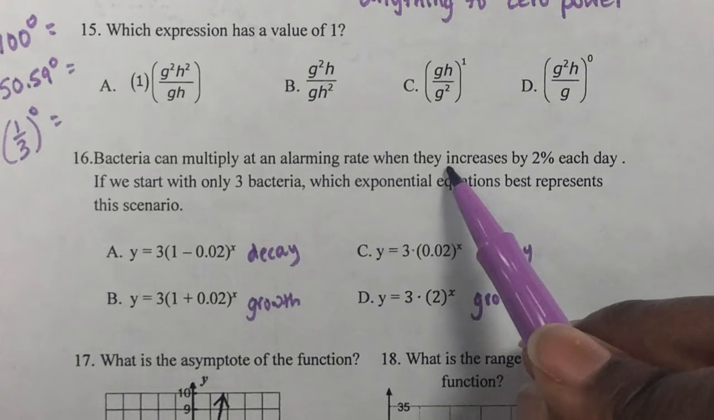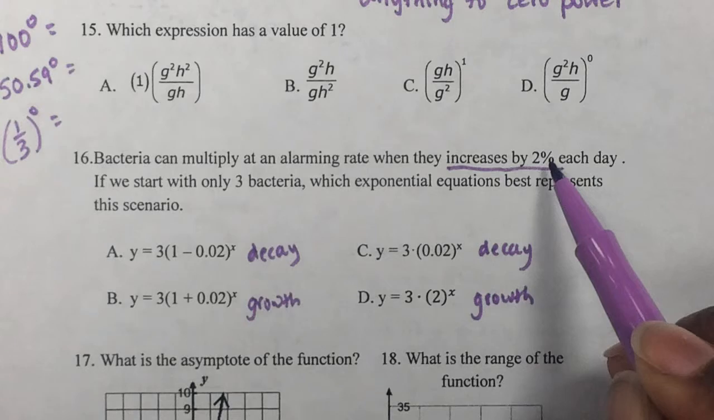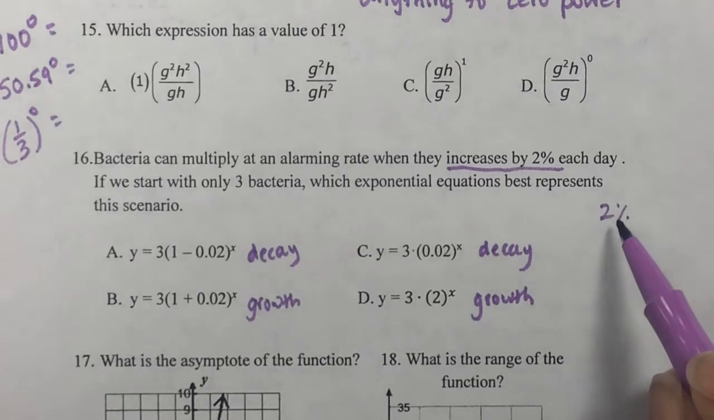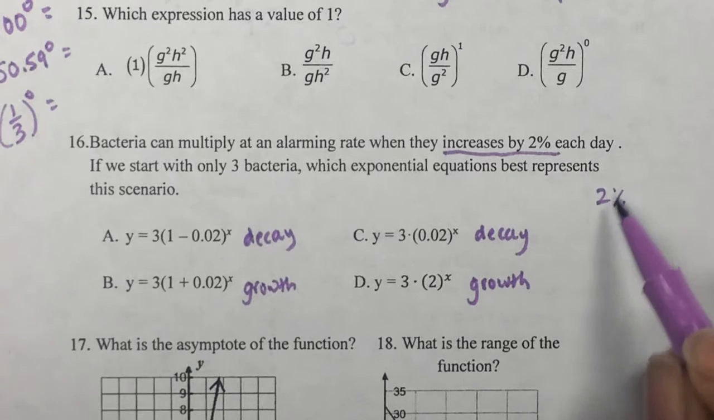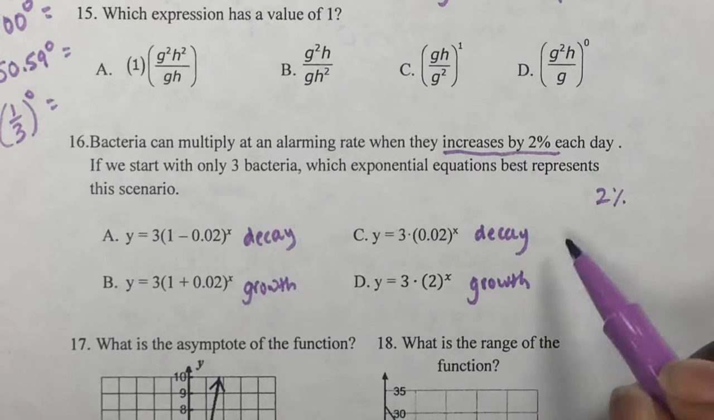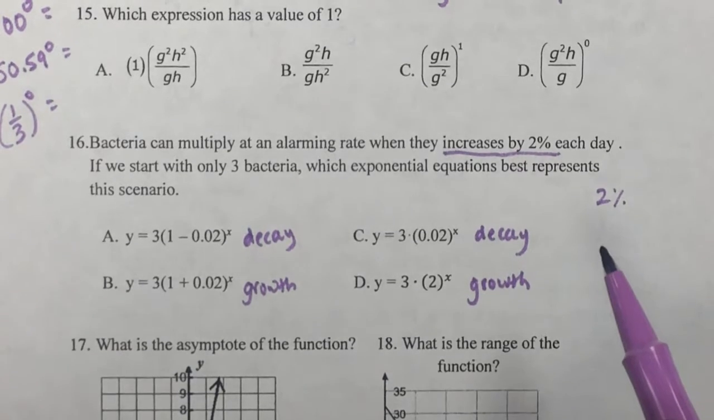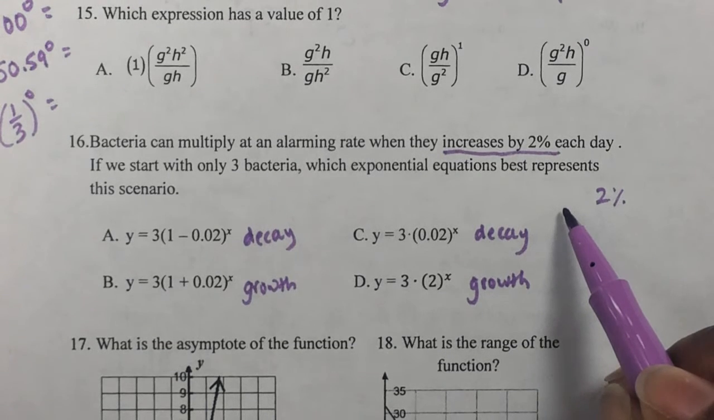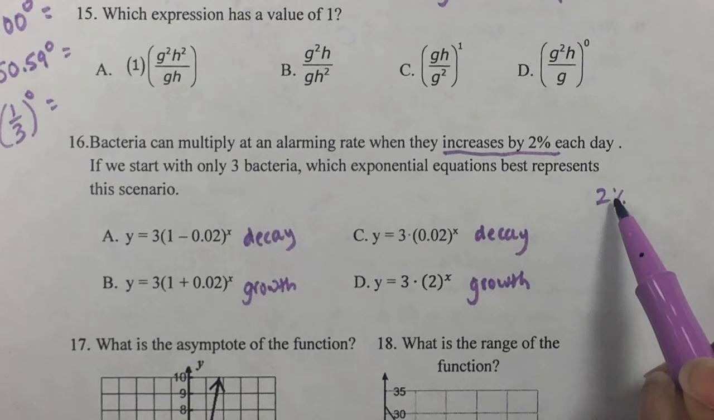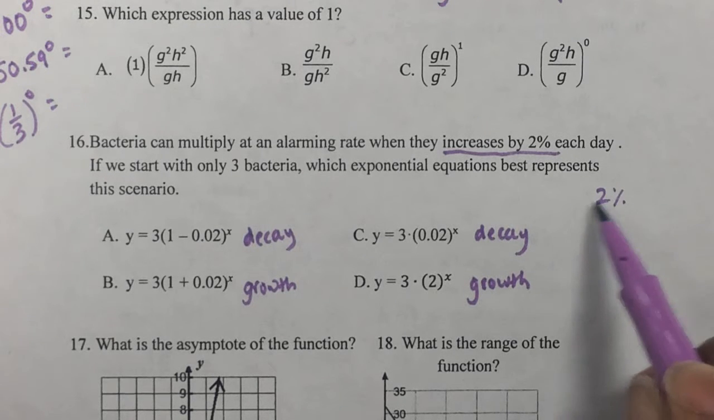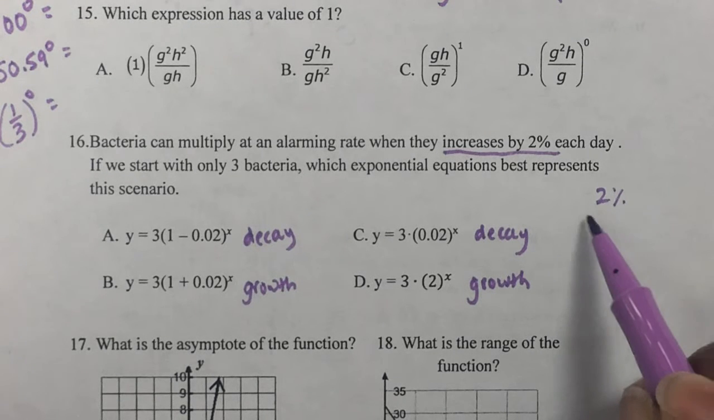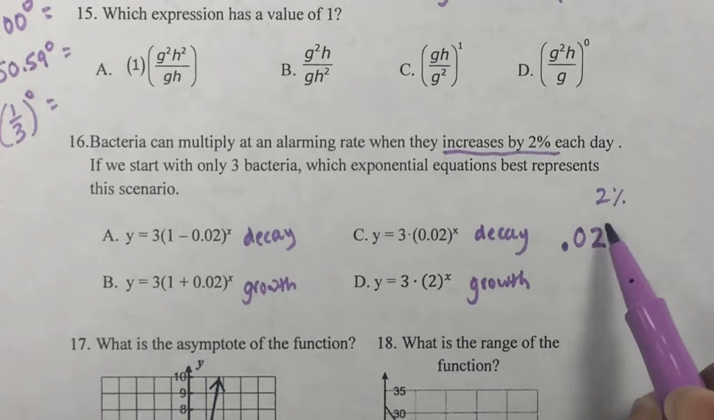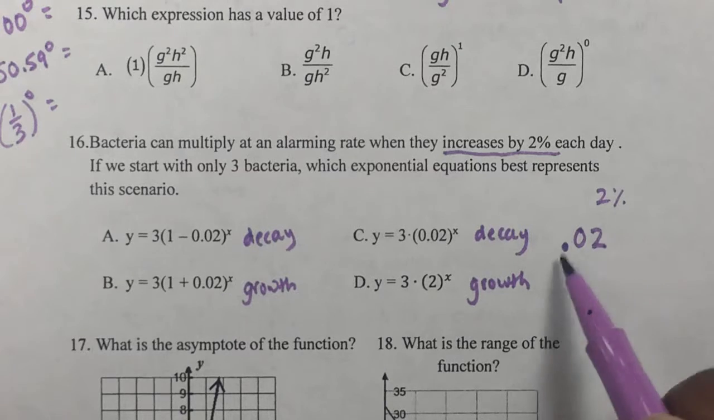However, the problem says increases by 2%. Remember the rule: if it's 2%, whatever the percentage is, you have to change it into a number that's actually a rate, which is no longer a percentage. So you have to move the decimal to the left 2 times. The decimal is always on the right if you don't see a different decimal, and you move it to the left 2 times. So now your percentage is this.